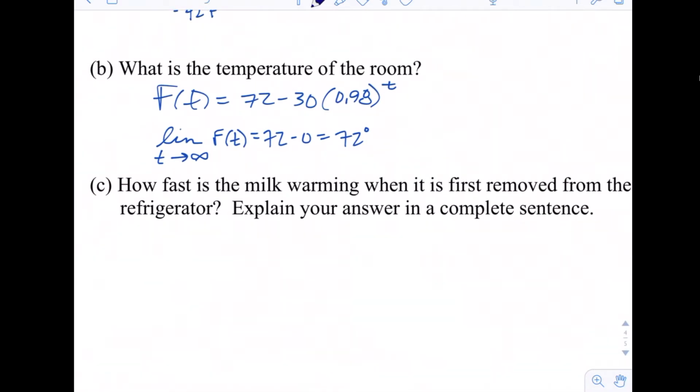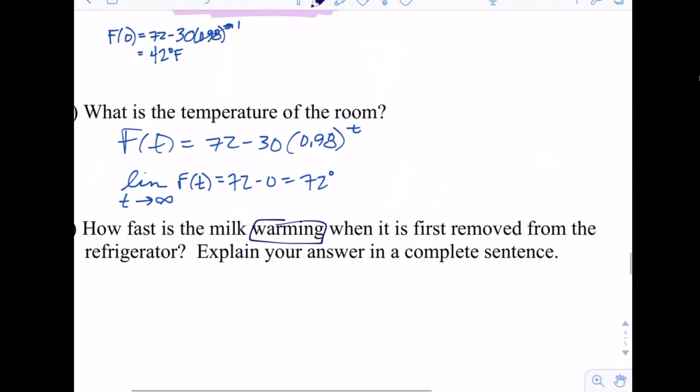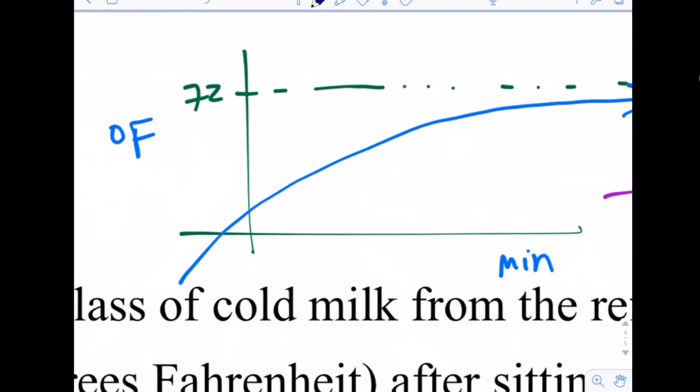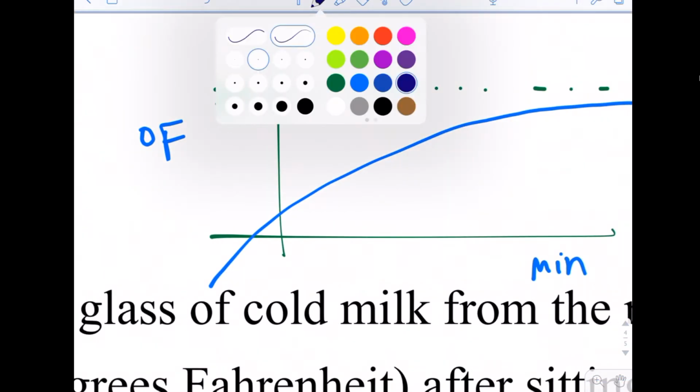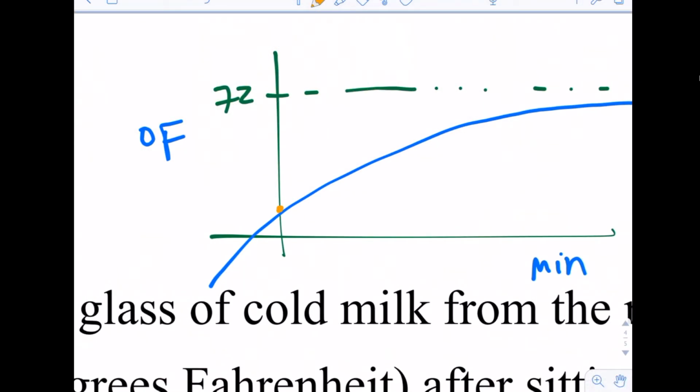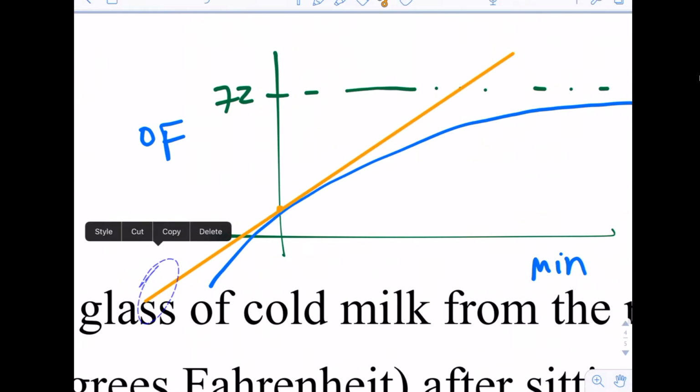Not lukewarm. All right, the last part here, part C. How fast is the milk warming when it is first removed from the refrigerator? Explain the answer in a complete sentence. So if you come over here to our reasonable graph, right here at t equals 0 is when we removed it from the refrigerator. And so I want to know essentially what the slope of the tangent line is right there.